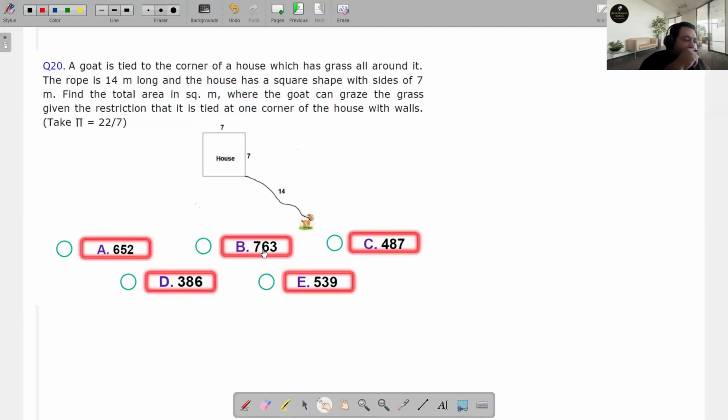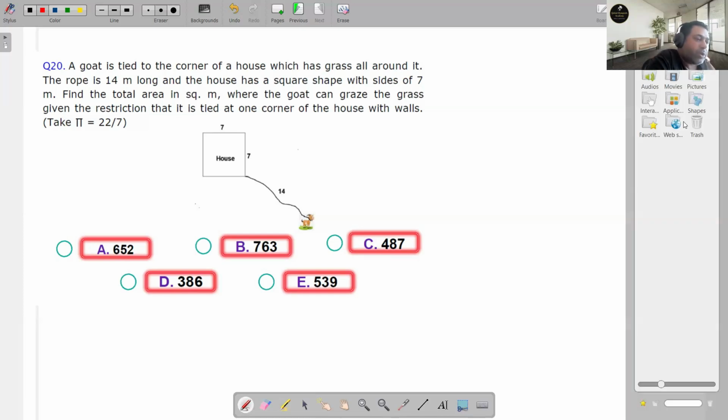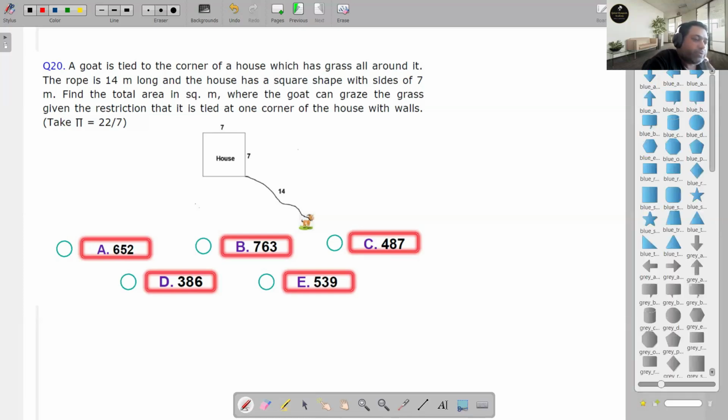All right. Let's first understand this. Okay. So let me draw a square here. Give me a second.